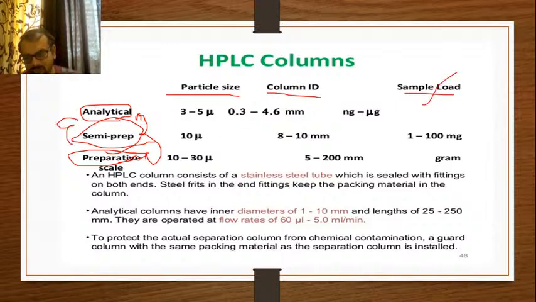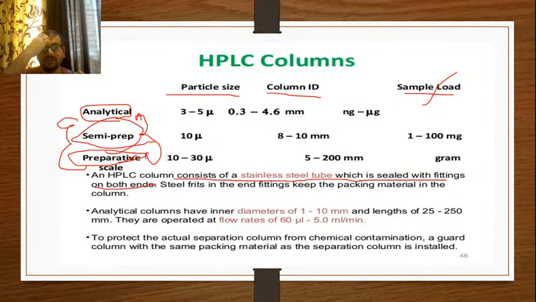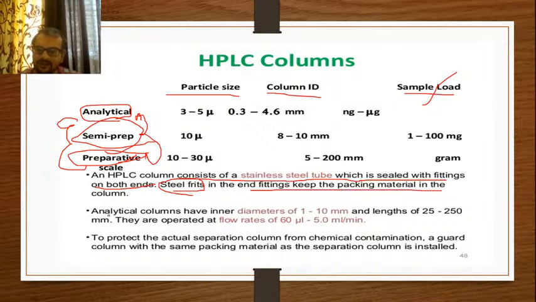Okay, HPLC column consists of a stainless steel tube which is filled with fittings on both the ends. Okay, these fittings are important so that the particles leaving the column will remain in the column. Steel frits have been used. The frits are just like granules which help you to trap the particles which are leaving the column. The end fittings keep the packing material intact.